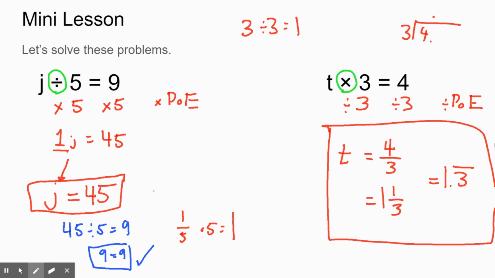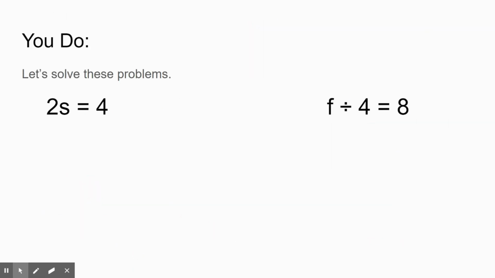Again, we should check our work, but just for the length of this video, we're going to know that we did this correctly. For these you-do problems, you have 2s is equal to 4 and f divided by 4 is equal to 8. You're going to have to figure out what each of those values is. Use the properties of equality. Use that method. Again, it is very, very useful, so when we get to a harder problem, you know how to approach it.